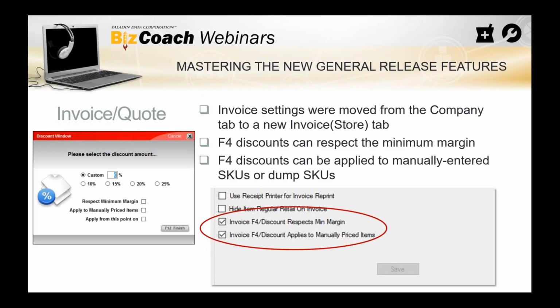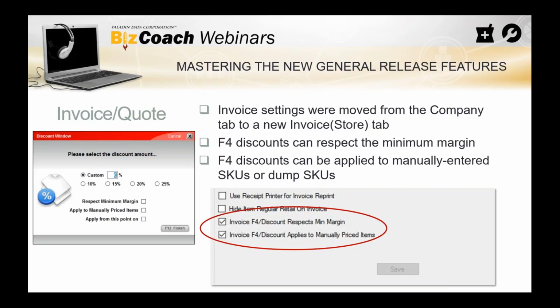In addition, other items like fasteners and other things like prescriptions, you could not discount using this F4 button. If you tried to, it would go back to the inventory and say, oh, this is a 0 price item, because it's a dump SKU. And that being a 0 price item, if you tried to discount it, it says it's 0.